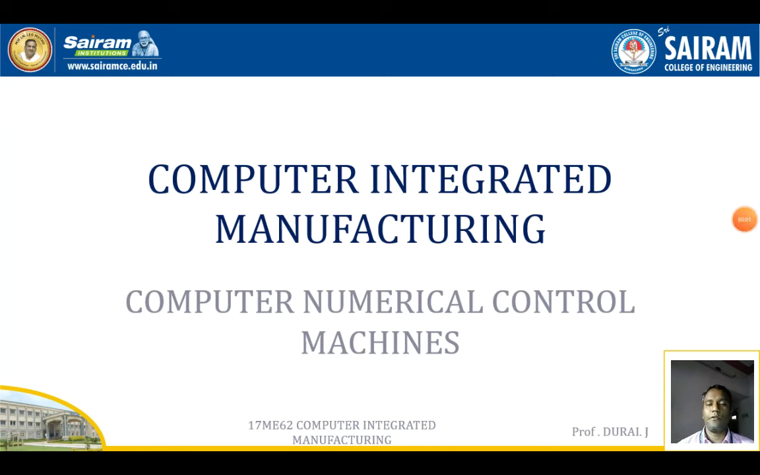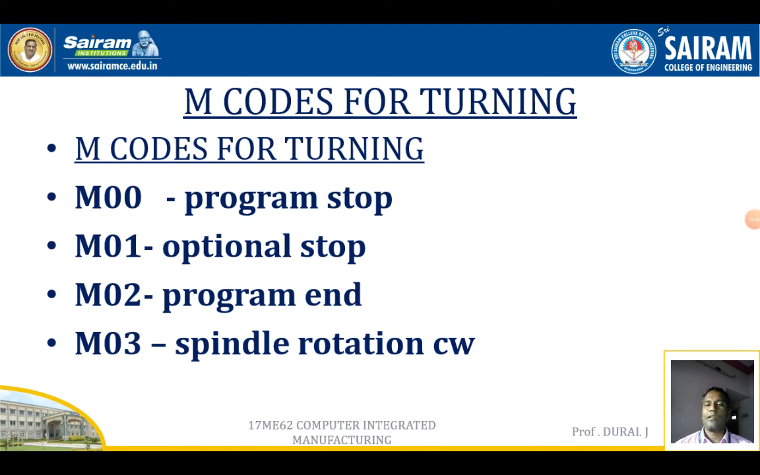Good afternoon everyone. Today we are going to discuss computer numerical control machines. In the previous slides we have discussed the G codes. The G codes are mainly used for the movement of the tools. What are all the operations that take place, everything will be mentioned with the help of the G codes. So comes the next one, the M codes.